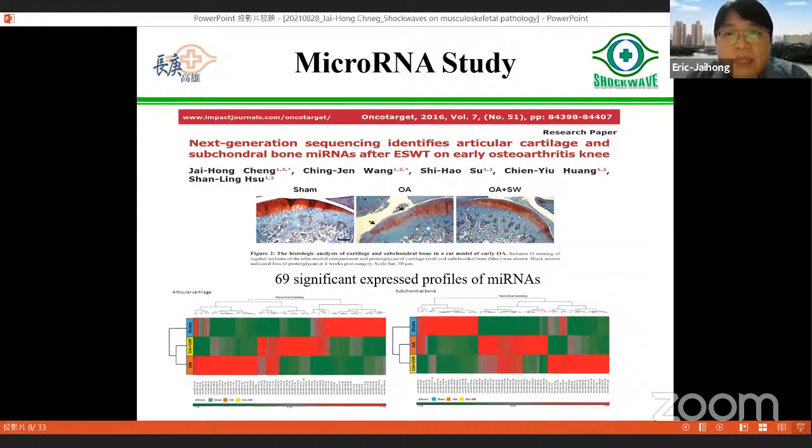So in 2016, we had a microRNA study. We used next generation sequencing to identify the microRNAs from the articular cartilage and subchondral bone after Shockwave therapy on knee osteoarthritis. We extracted the total RNA from sham, osteoarthritis, and osteoarthritis after Shockwave therapy. And we identified 69 significant expression profiles of microRNA, upregulated or downregulated in the articular cartilage and subchondral bone.